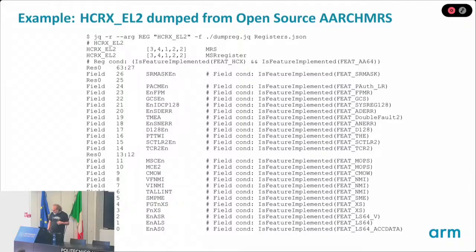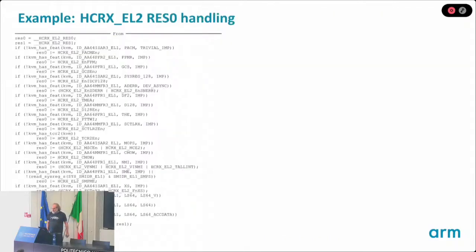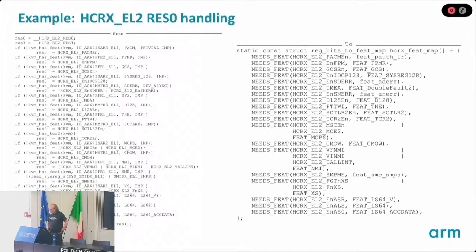So to give you an example, this is what we had just to compute the RES0 bits before we started using that. Don't bother reading. The font is small on purpose. But yeah, it's not very nice. And we moved to this, which is a bit better. And not better because it's shorter, but because it's entirely generated. No code has been written by hand.